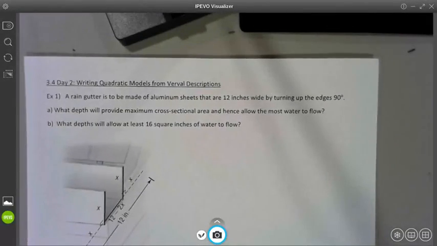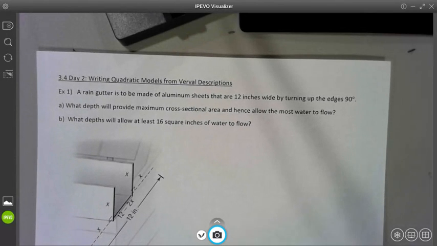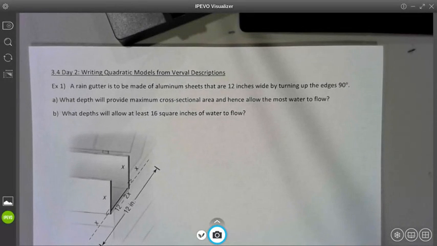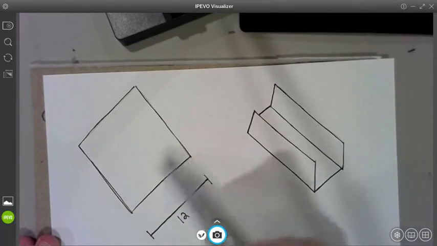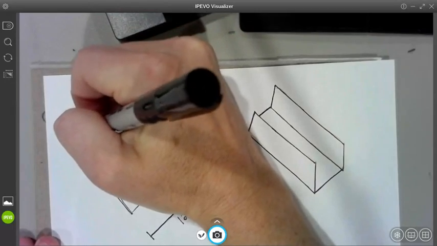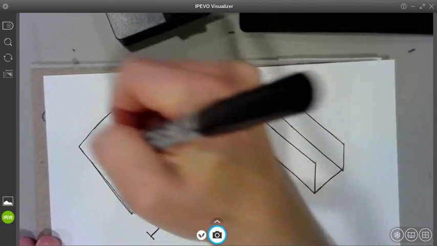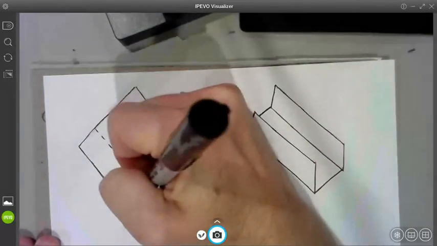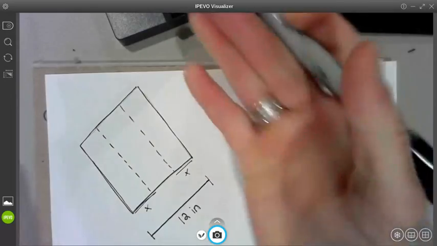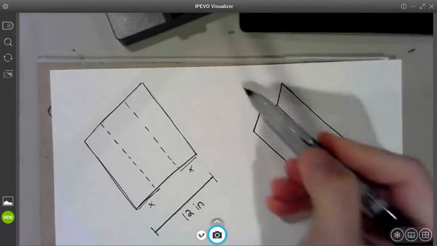All right, this one says, a rain gutter is to be made out of aluminum sheets that are 12 inches wide by turning up the edges 90 degrees. What depth will provide a maximum cross-sectional area and hence allow the most water to flow? So guys, if you picture this, you had a sheet that was 12 inches, right? You're going to basically cut in X inches and X inches, and you're going to make these folds. And now turn these up on their side to allow water to flow through.